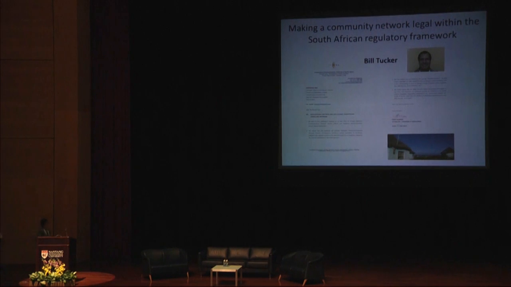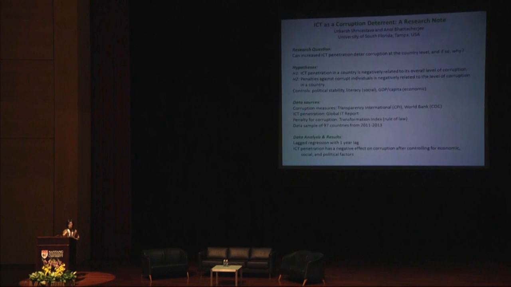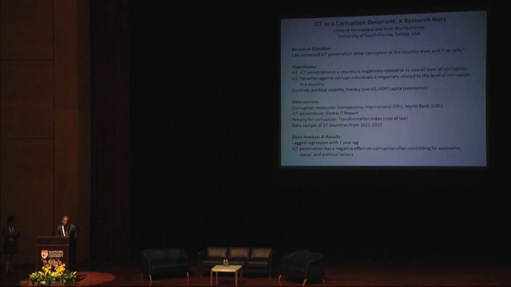ICT as a corruption deterrent, a research note. Anil Bhattacharjee. Hi. Each year we waste more than $1 trillion on bribery. Money that could be used for healthcare, education, and a variety of worthy programs. Can ICT help reduce corruption? Come check out our research. We'll talk about the impact of ICT and the contingent factors. Thanks. Thanks, Anil. Booth number 35.